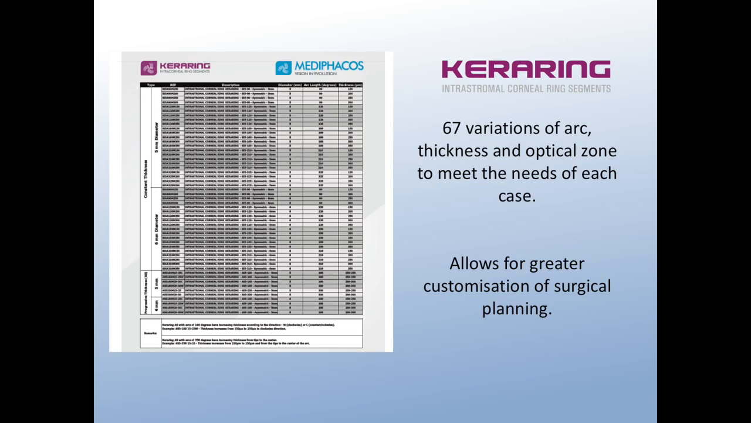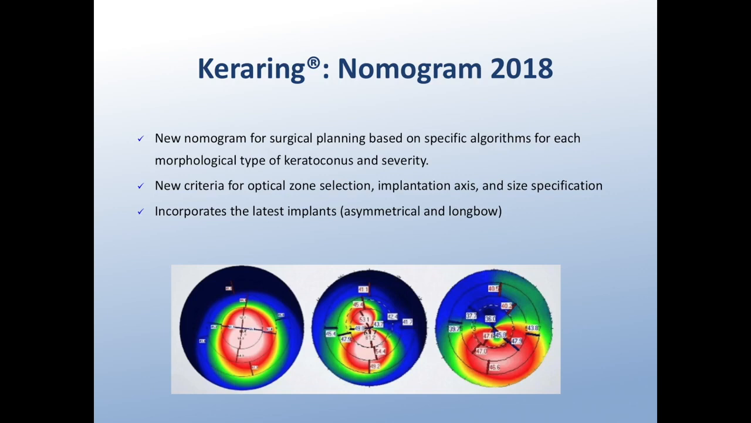The table tries to represent all the available rings, so we have the beauty of 6 to 7 variations of arc, thickness, and optical zone, so you can correct any type of keratoconus and therefore allow for greater customization of our surgical plan. The new 2018 nomogram of the intrastromal rings allows to create a new criteria for the selection of the optical zone, implant axis, and above all, the measurement of the ring that will be implanted.